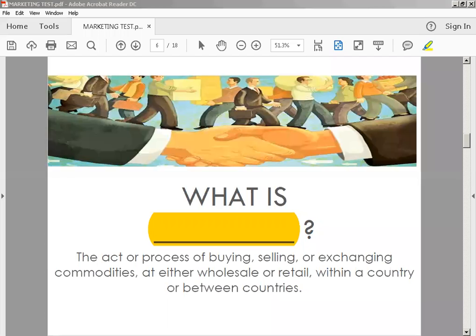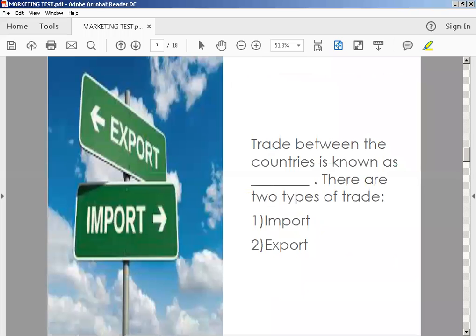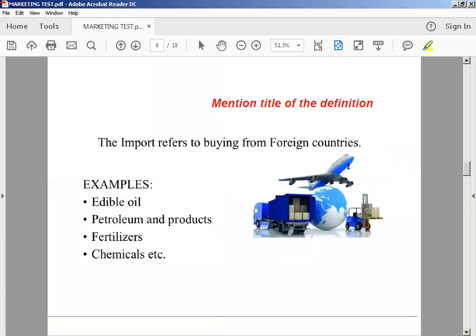Yes, then we proceed. Trade between the countries is known as dash. This is your option. You have to fill in: trade between the countries is known as dash, which is divided into two types, import and export. You have to name the trade between the countries. You have to mention the title of the definition.